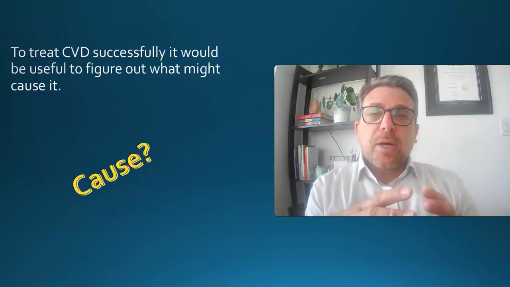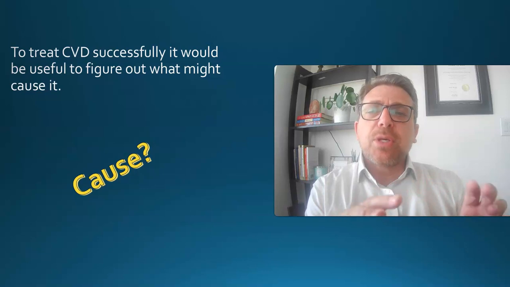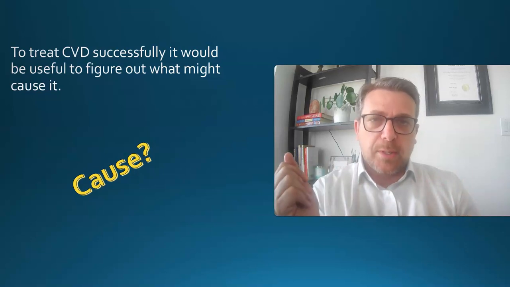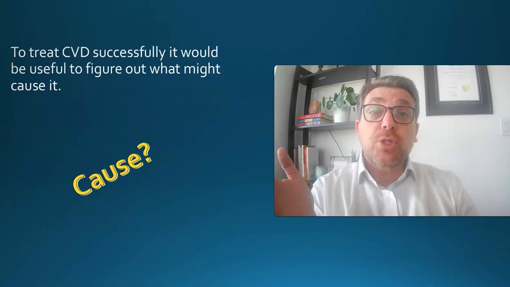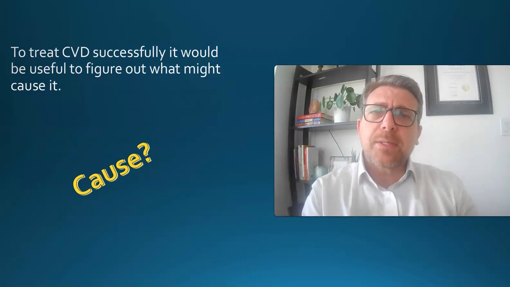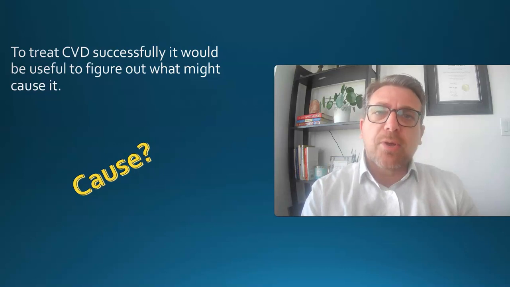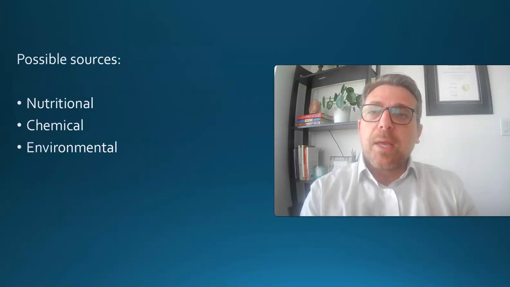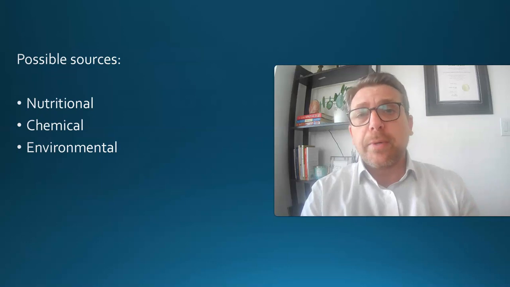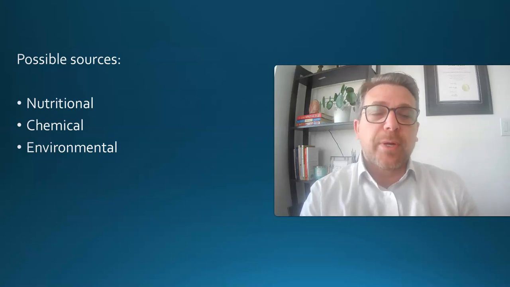But to treat cardiovascular disease successfully, it will be useful to figure out what might cause it. So let's look at a few potential causes. This is not an exhaustive list, but it gives you an idea as to how to address it. And so potential sources of inflammation are nutritional or chemical or environmental. And really, ultimately, they're all chemical in nature, right? Even food ingredients are chemical in nature.